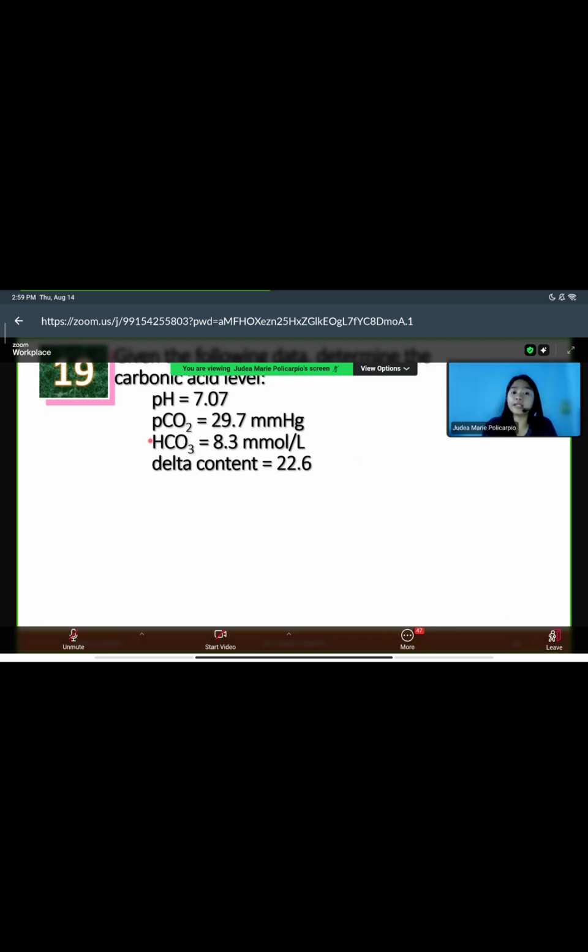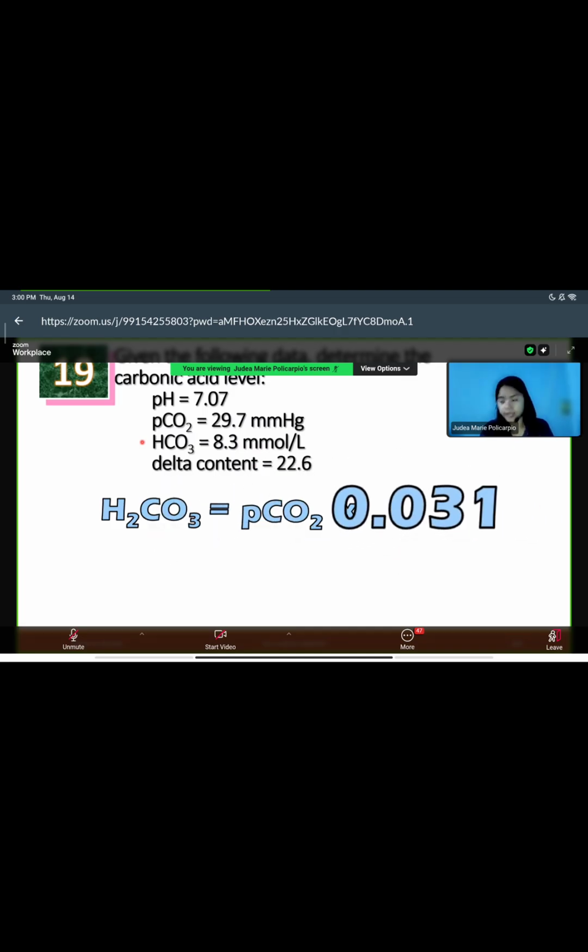Alam nyo ba na ang daming given sa atin, pero hindi naman pala lahat yan gagamitin natin? Ma'am, sino lang ang gagamitin natin? Well, we would only be using the carbon dioxide. So, ma'am, how? Ito yan. Carbonic acid is just equivalent to your PCO2. Multiply mo lang with a factor, and that factor is 0.031.